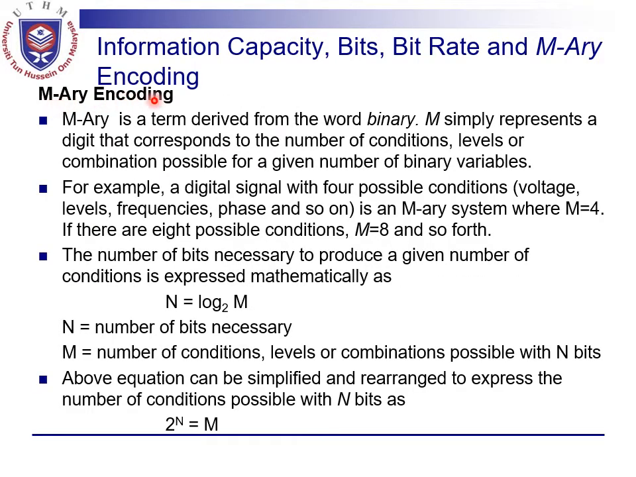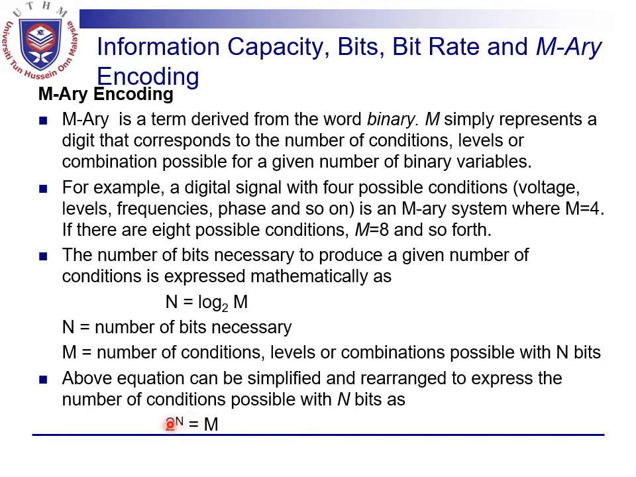So next is M-array encoding. M-array is a term derived from the word binary. M simply represents a digit that corresponds to the number of conditions, levels, or combinations possible for a given number of binary variables. So ary comes from the word binary, and M actually represents how many combinations can be made from the given bits. So this is the formula to define the number of combinations from given bits.